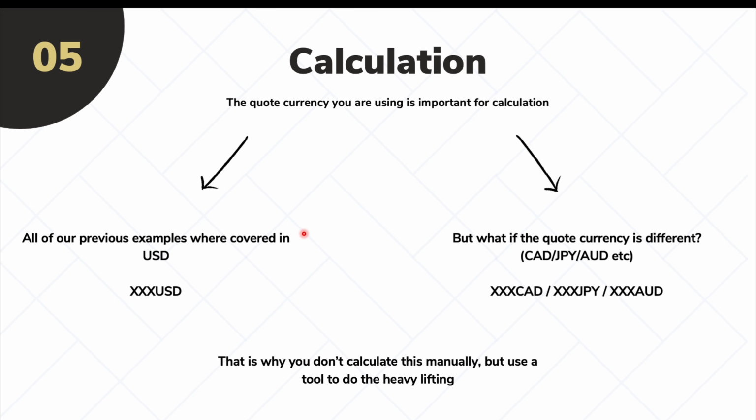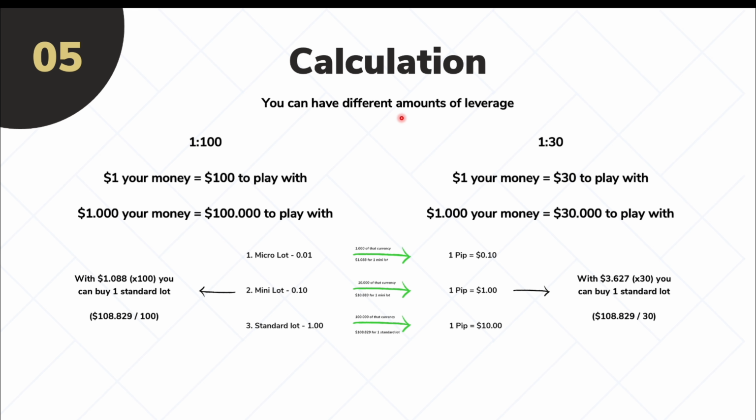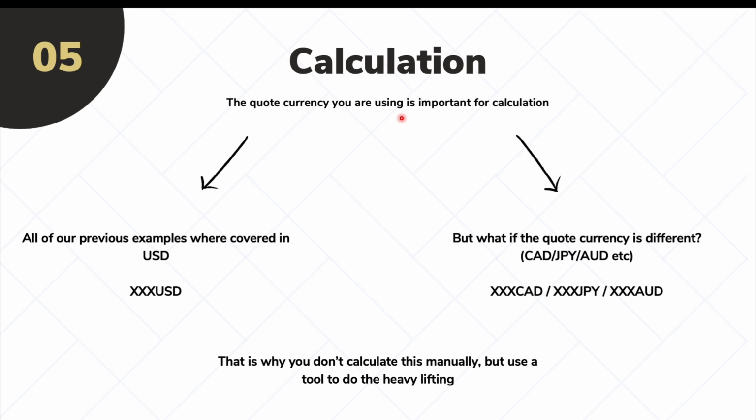To add a little note to this calculation, the quote currency you are using is important, because in all the previous examples we used US dollars, so USD pairs, for example Euro US dollar. But what if the quote currency is not the US dollar, but the CAD, JPY, or AUD, so XXX CAD or JPY, like Euro CAD or USD JPY? How do you calculate it then? You have uneven numbers and it's quite difficult to calculate.